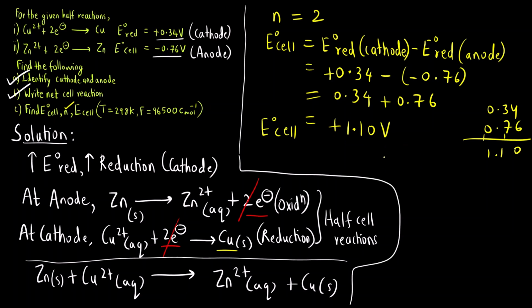Now we have to find out the E cell of the reaction. E cell is E0 cell minus 0.0591 divided by n, log to the base 10 of Q. Here the temperature is given as 298 Kelvin, that is why I'm using this equation. Now we have to find out the value of Q. We don't have the value of Q, so I can erase this.